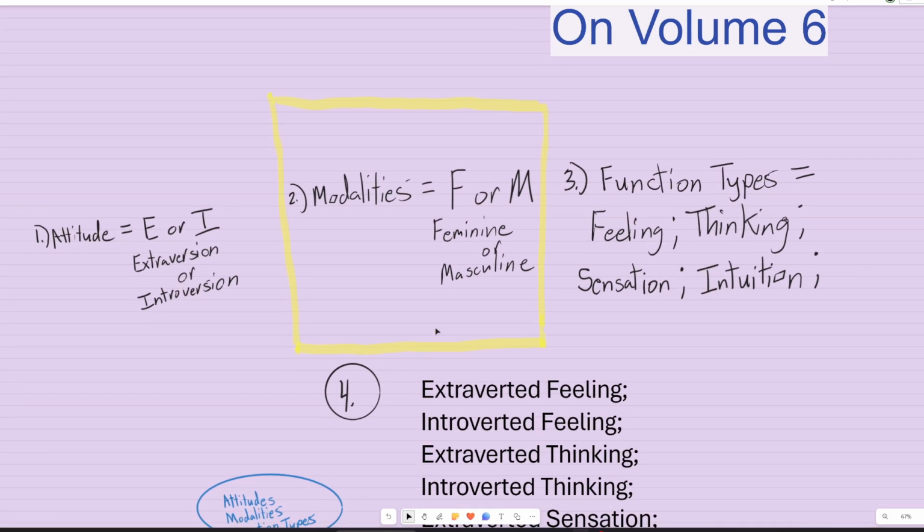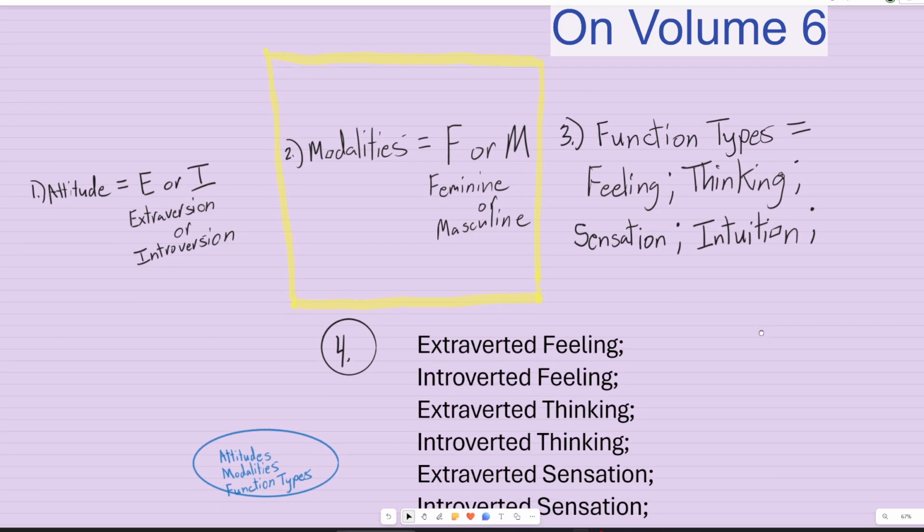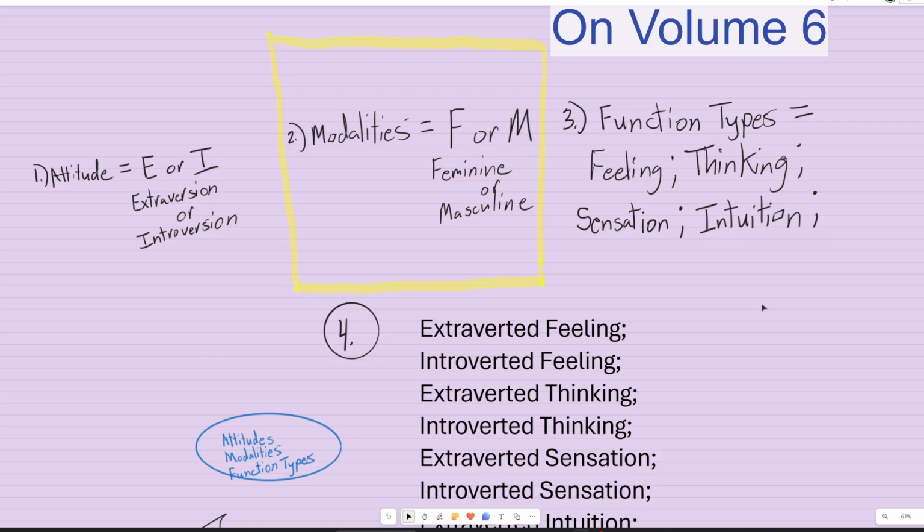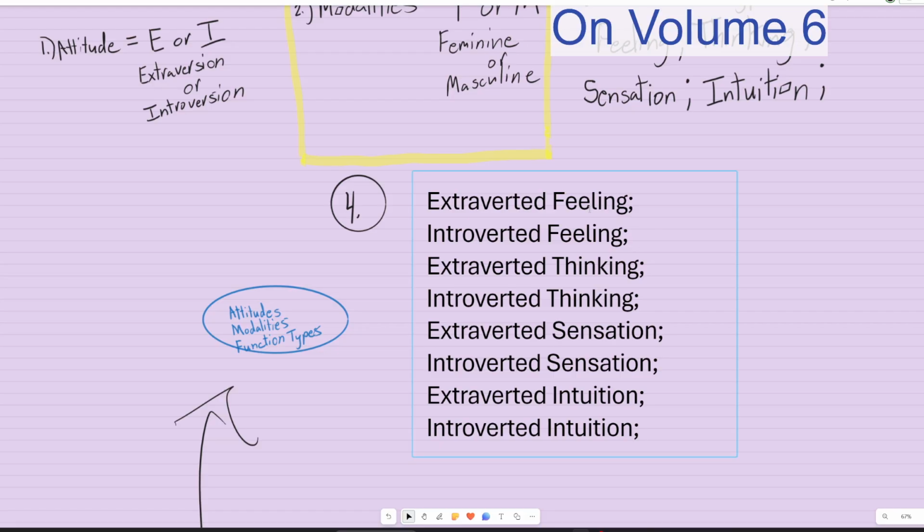Some modalities are not included, though there are some references to the anima and the animus. Point 3, function types. Feeling, thinking, sensation, intuition. The function types. And then when you combine the attitude orientations with the function types, you get 8 psychological functions in the orthodox Jungian context. Pause.